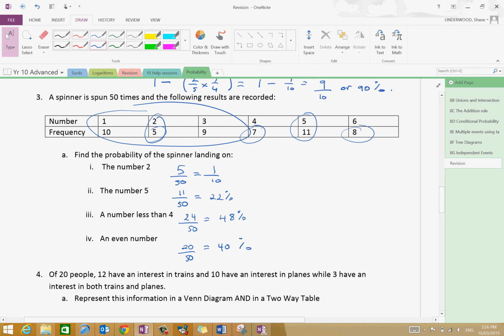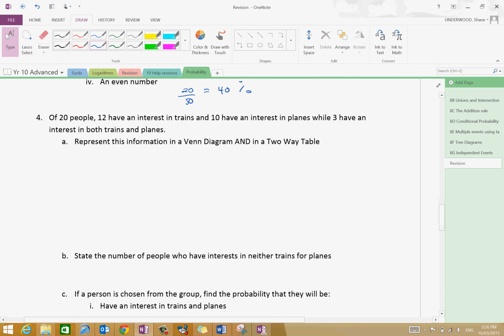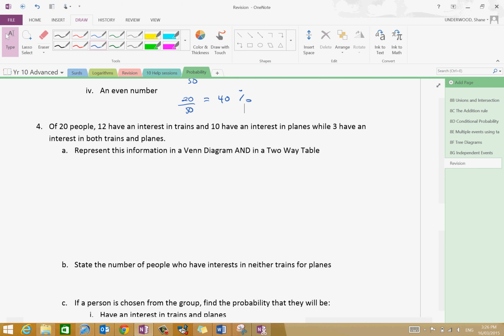Now, we've got 3 minutes. I'm going to go through question 4 here, and we're going to just set up a two-way table. Of 20 people, 12 have an interest in trains. So what we're going to do is say that T is trains, and T complement is not trains. And it also says that P is planes, and not P is not planes.